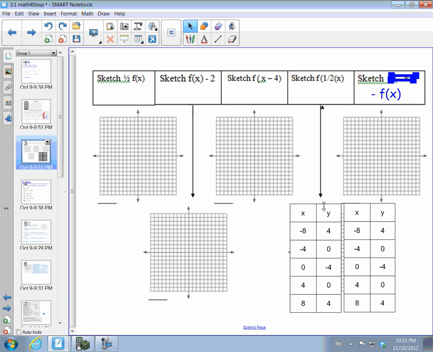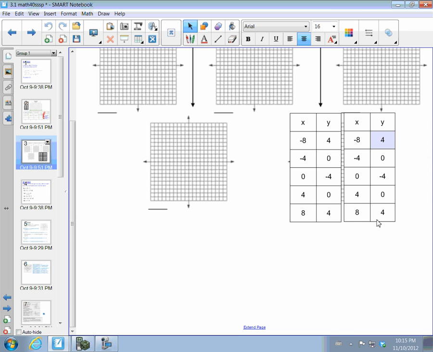So for example, the original point of y at negative 8 was 4. If you reflect that vertically, it's now going to be negative 8 and negative 4. The original point of negative 4 is 0. Well, how do you reflect 0? Well, 0 and negative 0 are the same thing, so we can't change that. The third point, 0, negative 4, well, negative 4 will now become positive 4 if you reflect that point vertically over the x-axis. 4, 0 stays as 4, 0, and 8, 4 becomes 8, negative 4.